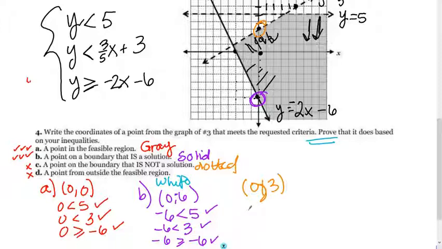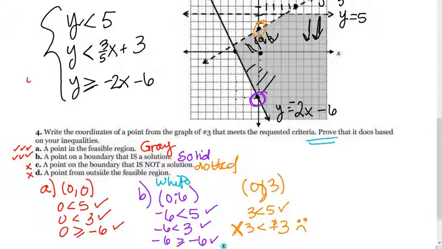Just starting at the top, is 3 less than 5? We're good there. Is 3 less than 3/5 0, which is 0 plus 3? Is 3 less than 3? No. Okay, so here's our first no. We have proven it is not a solution.